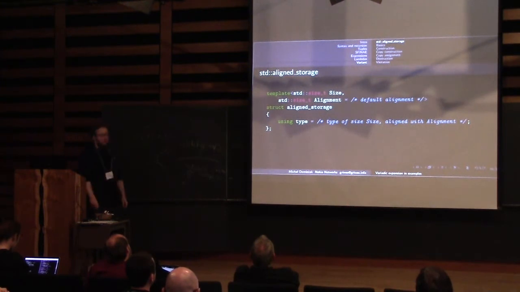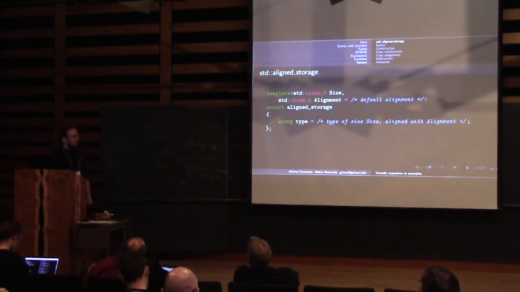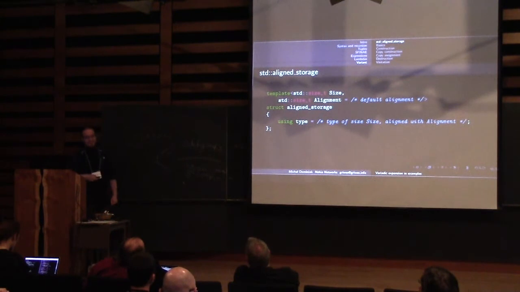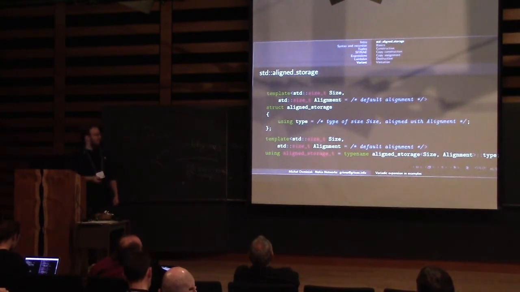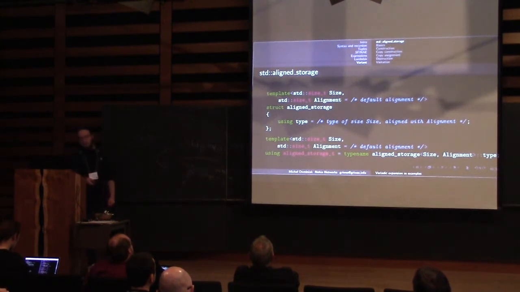This default alignment is pretty much 16. So it gives you a type that has the proper size to hold an object of this size and the proper alignment that's specified by the second argument. This is a type that likes to generate bugs because people forget that it's only the typedef inside that's properly sized and aligned. Thankfully, there is a helper. Yeah, aligned_storage_t that does the right thing.